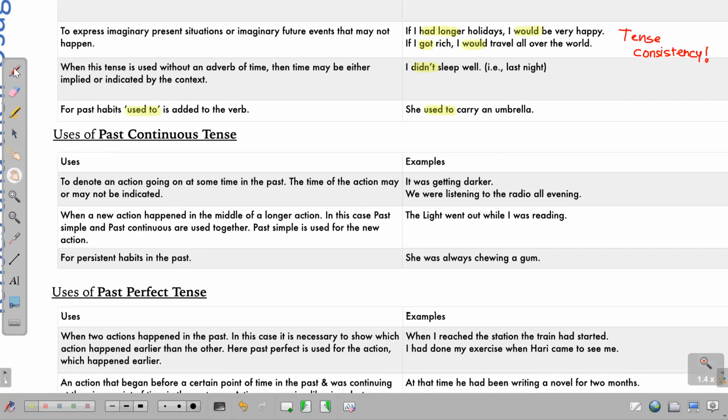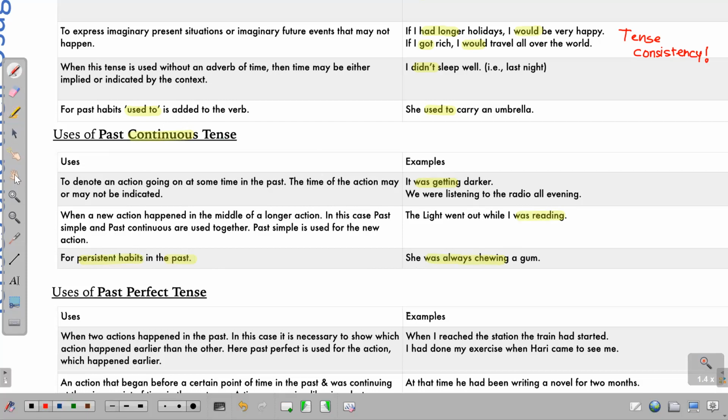Then comes the past continuous, also a very clean tense, no problems with this. It was getting louder, so an action that was happening, and it was an action which was continuing in the past. So a light went out when I was reading. So she was always chewing a gum. So for persistent habits in the past, right?